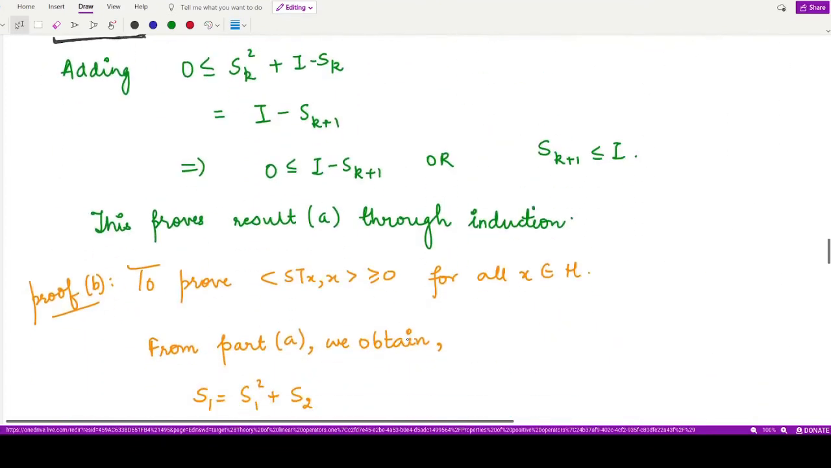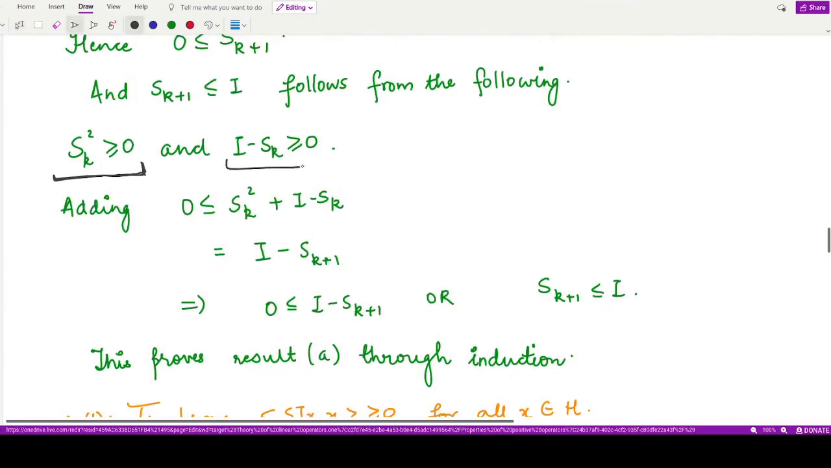So that means I minus Sk is greater than or equal to the 0 operator. So we may combine both of these inequalities. So we have 0 less than or equal to Sk square, this thing, plus I minus Sk, this thing, right? So you may write I here. Now you are left with Sk minus Sk plus Sk square. So this is nothing but minus Sk plus 1, again using the iterative relationship. So we have this as minus Sk plus 1. So we have obtained from here that the 0 operator is less than or equal to I minus Sk plus 1.